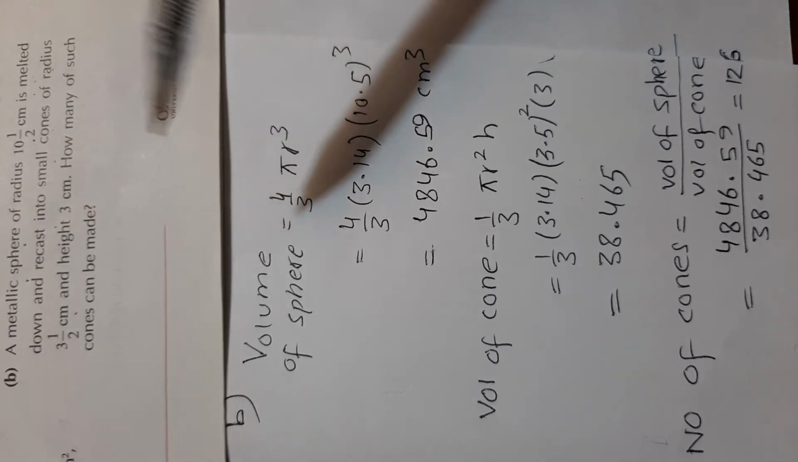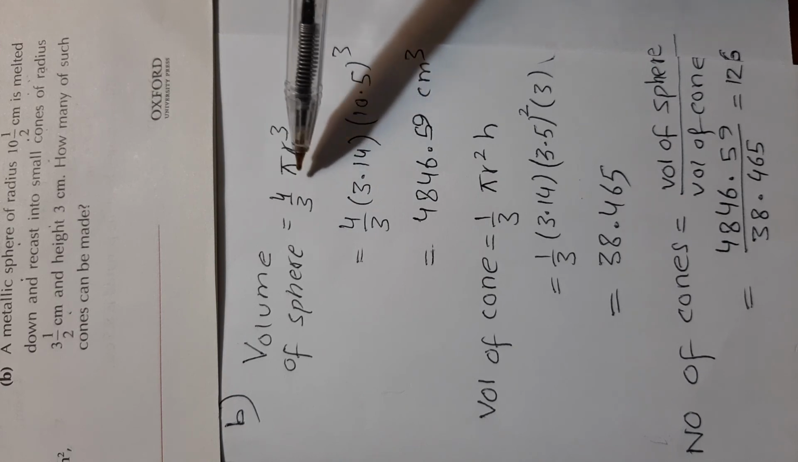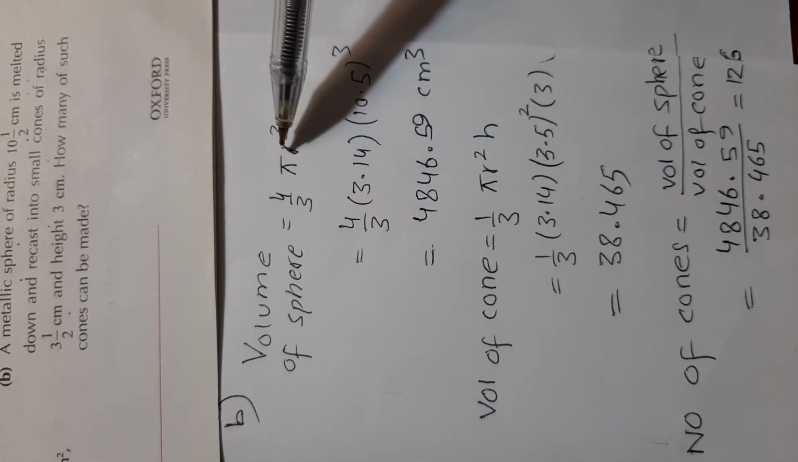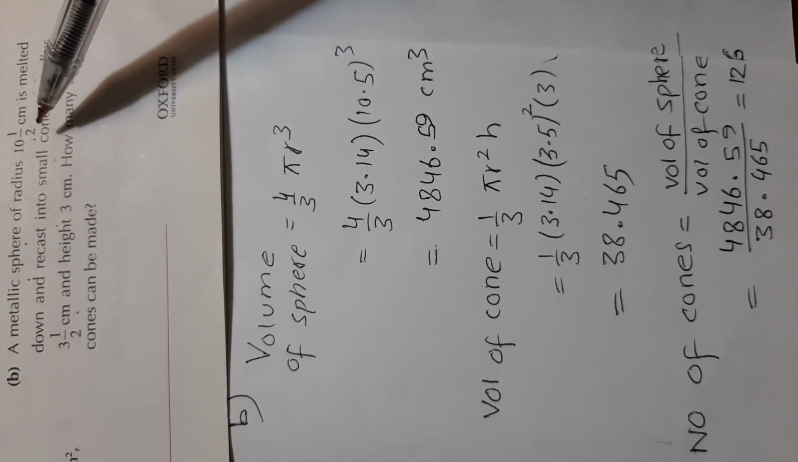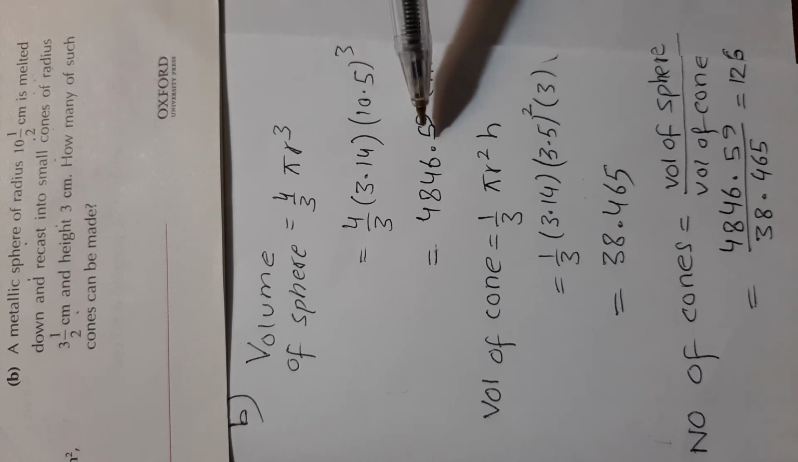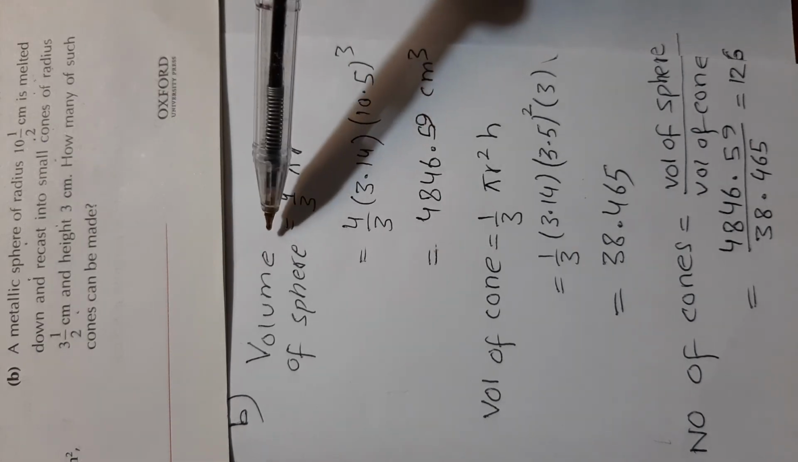First of all, the volume of a sphere is 4 by 3 pi r cube. 4 by 3 pi is 3.14, and r of the sphere is 10.5. So 10.5 cube will give you 4846.59 centimeter cube as the volume of the sphere.